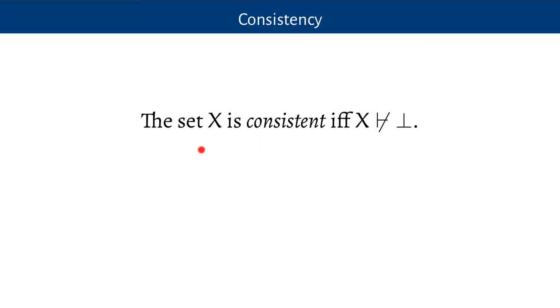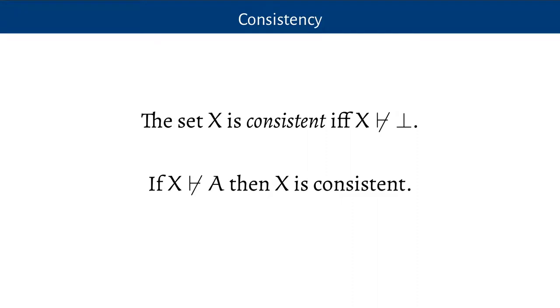But lots of different sets are consistent. If I just tell you, here's a sentence, FA, here's another sentence, something has got property G, that's consistent. I'm not going to be able to prove a contradiction from that, but it certainly isn't anything like all of the sentences that are true in some model, because that's a much bigger set than this.